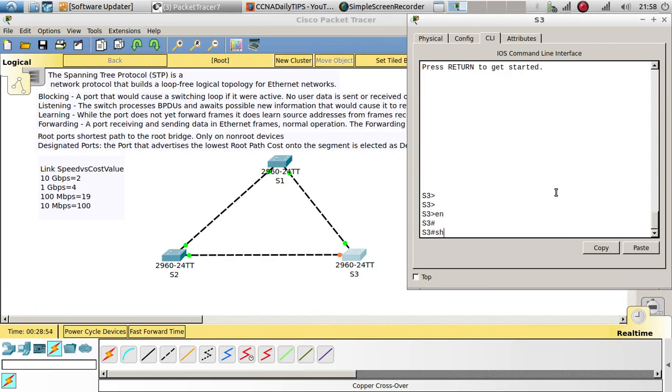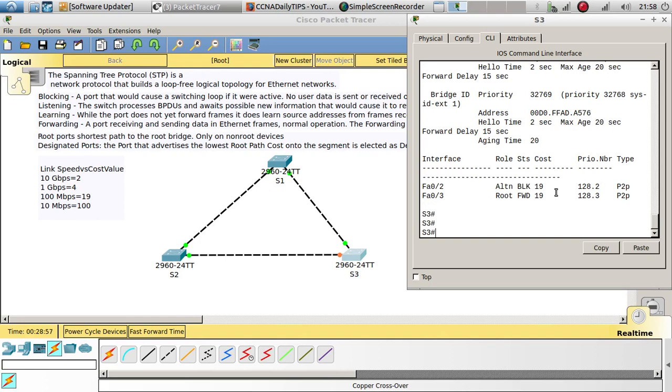Enable, show spanning tree, and here we go. The role for FastEthernet 0/2 is alternate, and you can see right here that FastEthernet 0/2 is in the blocking state, and that means that we are preventing a loop by blocking this one and not disabling this port, because if this port is enabled, we are going to get packets everywhere in a loop, and it's going to destroy our network, right?